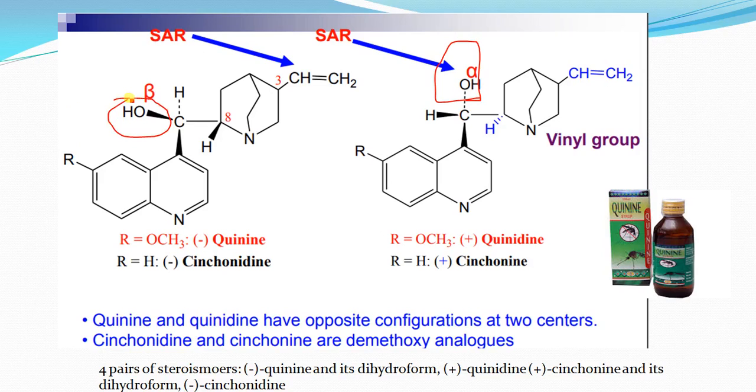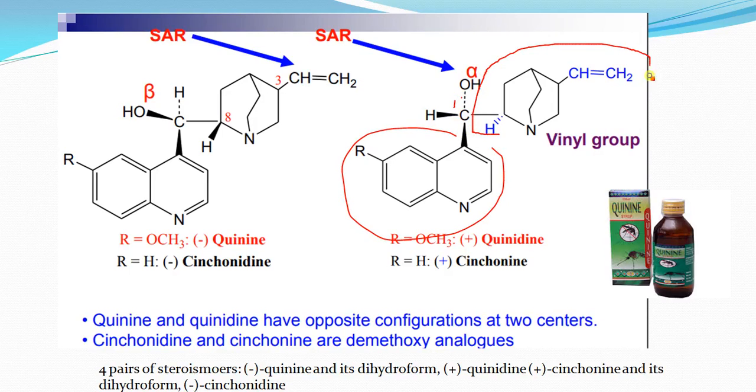So the stereochemistry is based on this hydroxy group, and this carbon is chiral in nature. This carbon is chiral because four different groups are attached to it: first the hydroxy, second the hydrogen, then this whole ring system, and this one is the vinyl group. They are totally different, so the carbon atom is attached to four different groups. Isn't it?